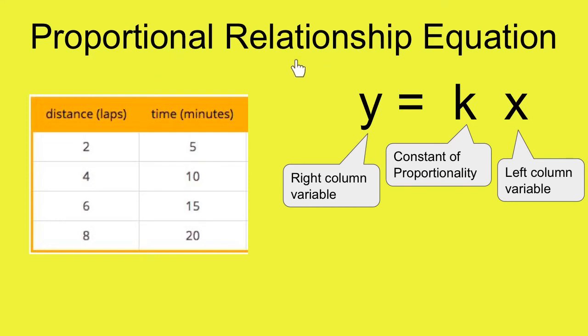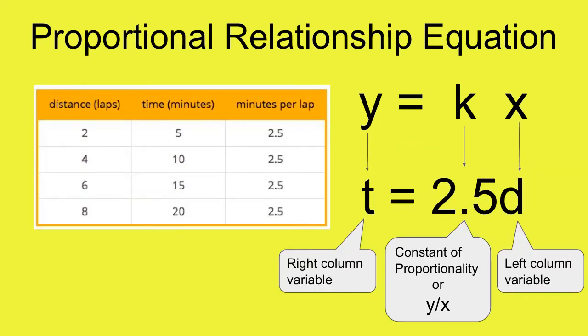So we have this proportional relationship equation, y equals kx. Again, the right column is the y. The left column is the x, and k is the constant of proportionality. In this case, time is our y, so we call it t. Distance is our x, because it's on the left. And then the 2.5, you can get by taking any of these pairs and dividing it.